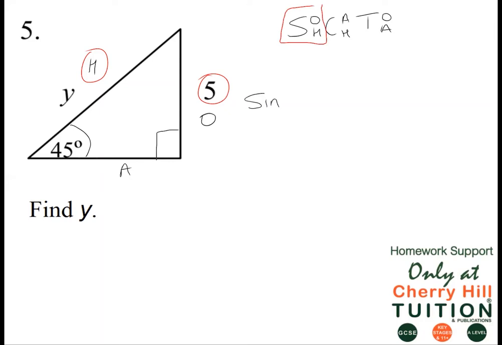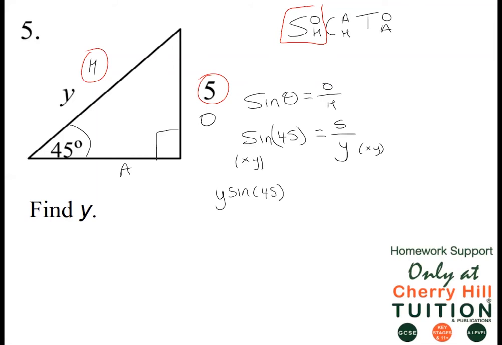So sine of theta is equal to opposite over hypotenuse. Now let's go ahead and plug in our values. So theta is 45, and this is equal to the opposite, which is 5, over the hypotenuse, which is y. Now we need y to be a numerator, so we can multiply both sides by y, leaving us with y sine of 45 is equal to 5 multiplied by y over y.